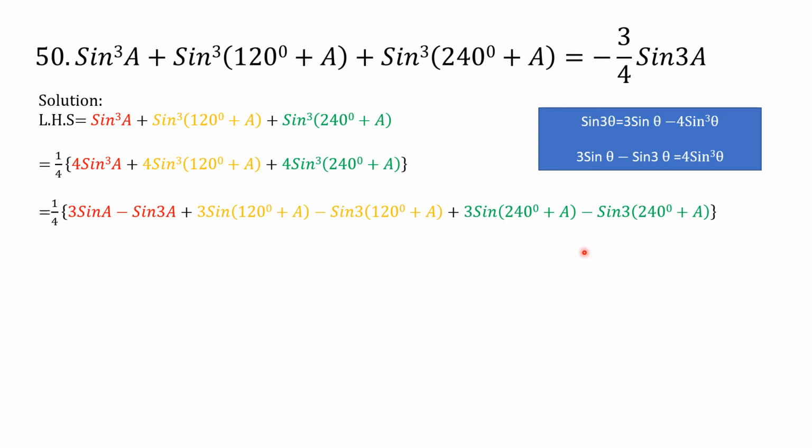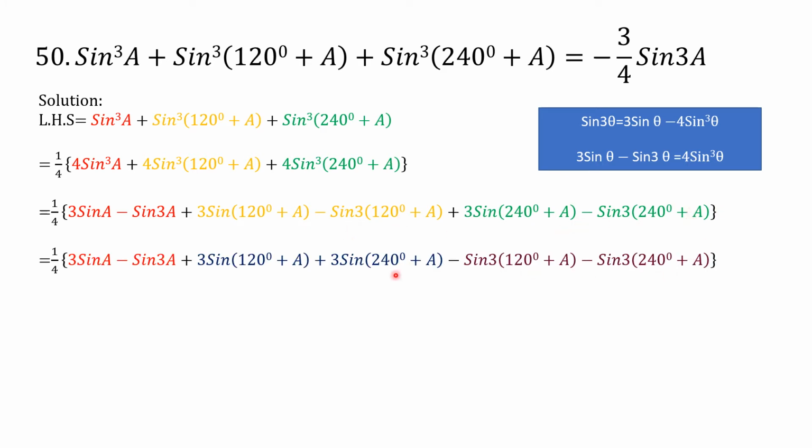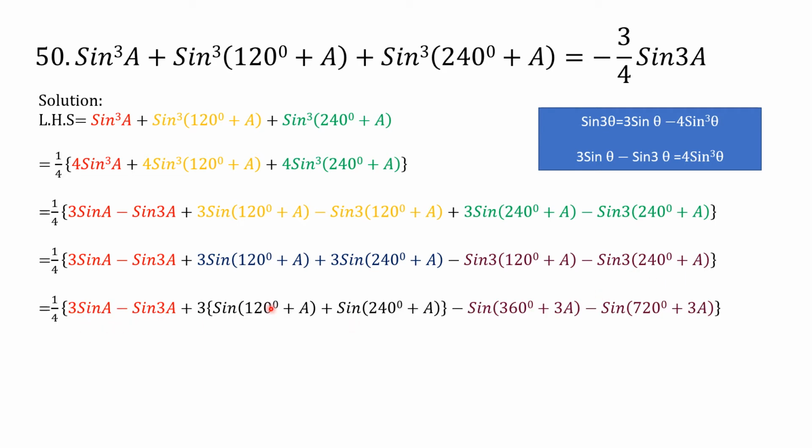And then in the next line we'll arrange. We will keep this term and this term together. Similarly, we'll keep this term and this term together. So this is what we have done. Please take your time to understand. And then in the next line, again, we will do some simplification. Here is 3, here is 3. That can be taken common. Here this 3 will multiply both these angles. Here also this 3 will multiply both these angles. So we have done the simplification over here.